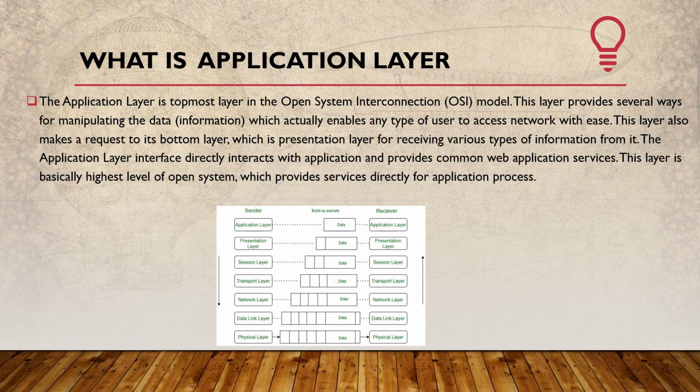This layer also makes a request to the bottom layer, which is the presentation layer, for receiving various types of information from it. It receives the information from the presentation layer and shows it in the application layer. The application layer directly interacts with the application and provides common web application services or any other application services. This layer is the highest level of the open system, which provides services directly to the application process. Only this layer directly provides the services to the application.